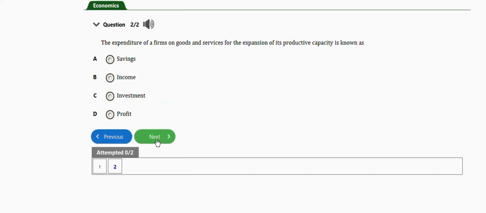Next question is this one, which is the last question. It says the expenditure of a firm on goods and services for the expansion of its productive capacity is known as, we have option A, savings; option B, income; option C, investment; option D, profit. The right answer is option C, which is investment.